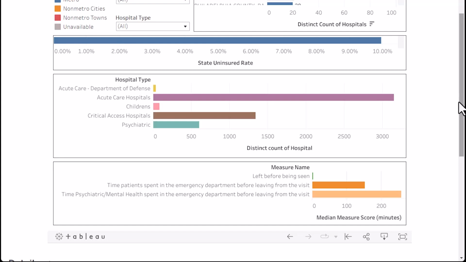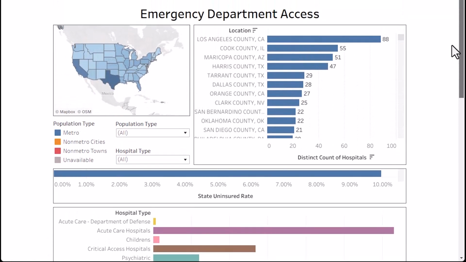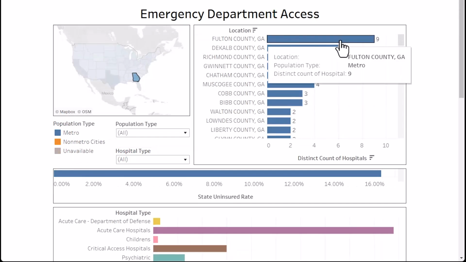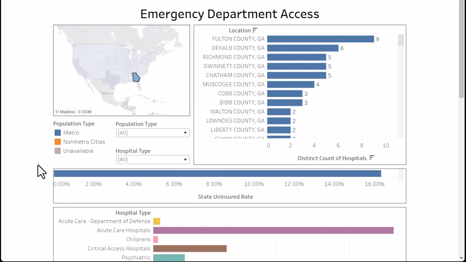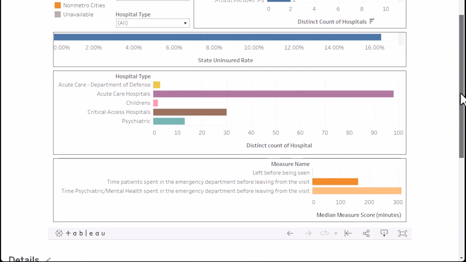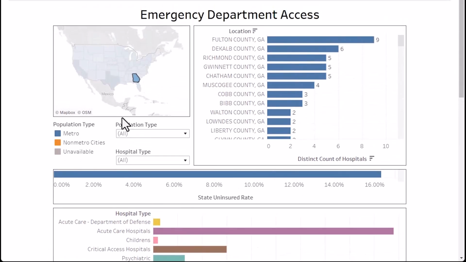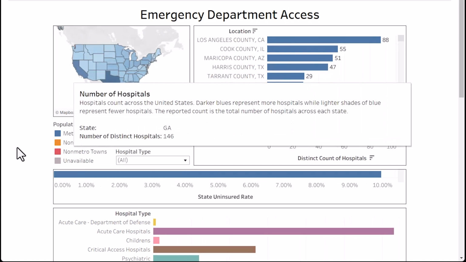Now there's a couple of filters that we can use. First of all, rather than looking across the country, we could select a specific state. So let's select Georgia. If we select Georgia, we can see all of the counties in Georgia listed in descending order by the number of hospitals within that county. It also shows down here the uninsured rate, the distinct count of hospitals, and the median measure scores, all specific to the state of Georgia. So we could do that for any state. And if we select Georgia again, that's going to bring us back to the United States, all 50 states.